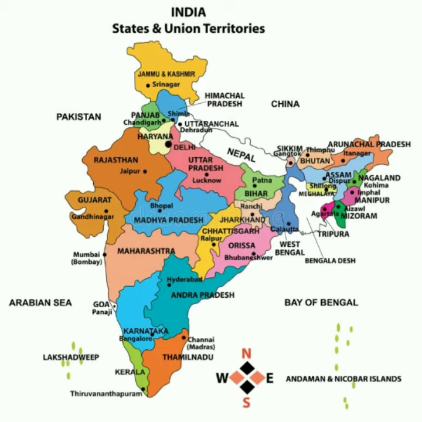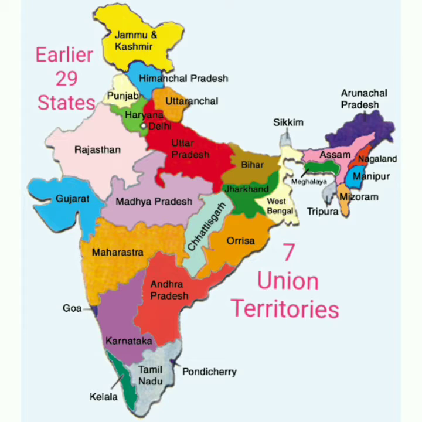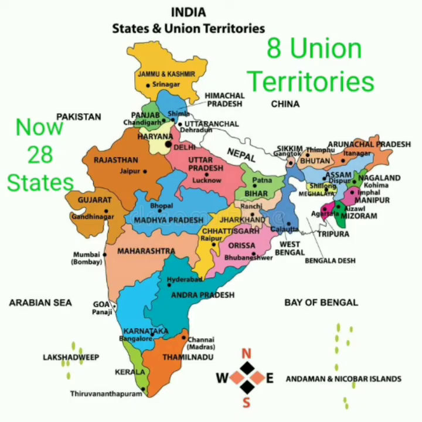India is a big country, hence it is difficult for the government to maintain law and order in every part of the country. It is because of this that India is divided into 29 states and 7 union territories. Now 28 states and 8 union territories.